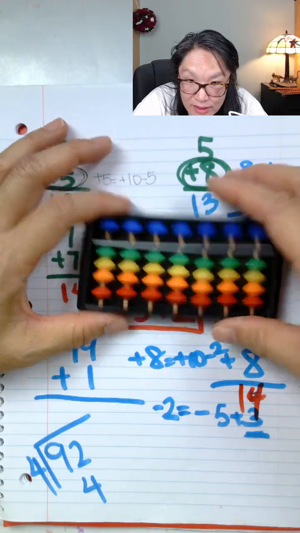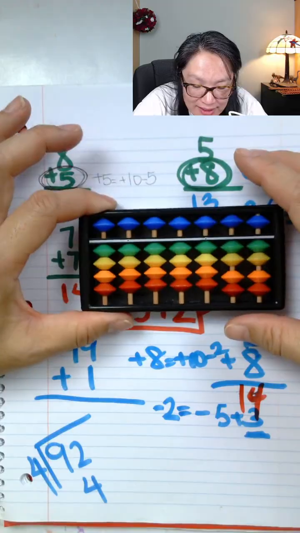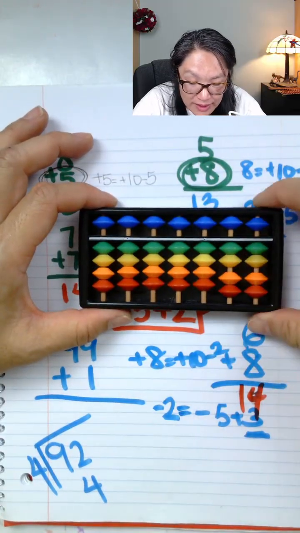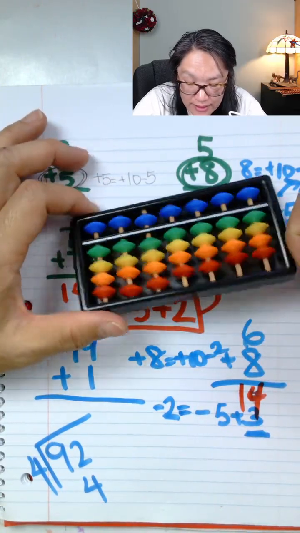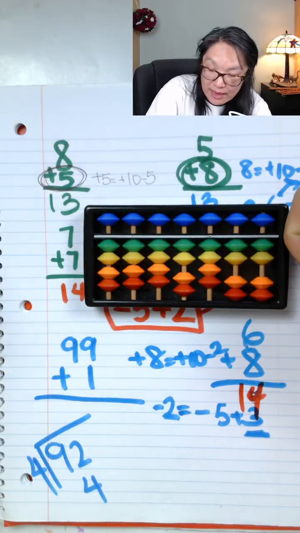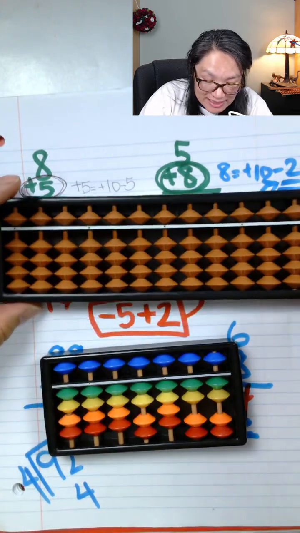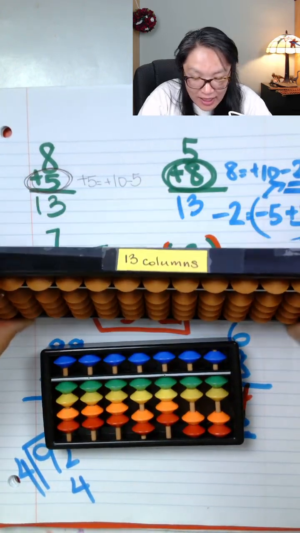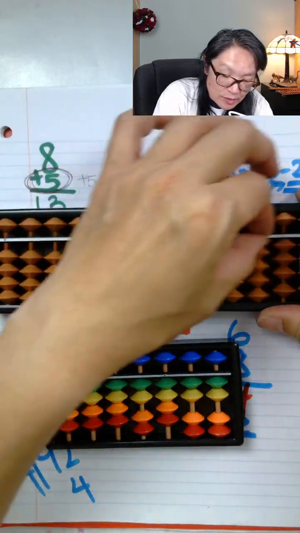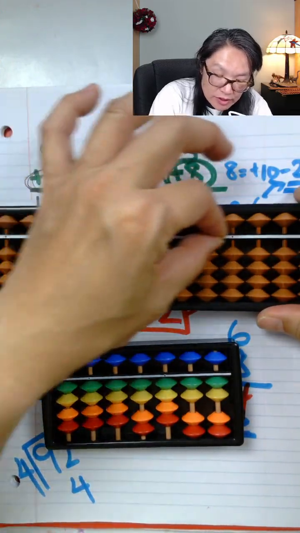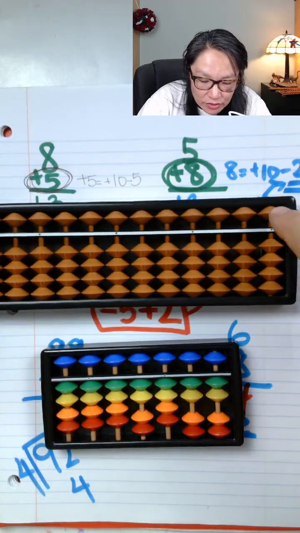Use your left hand to stabilize the abacus, because if you bump it, you're going to get the wrong answer; it's very easy to move. It doesn't matter which abacus you're using. This one has 13 columns, because size matters, but it works exactly the same. Because it has 13 columns, I can have more digits, so I can count to trillions.